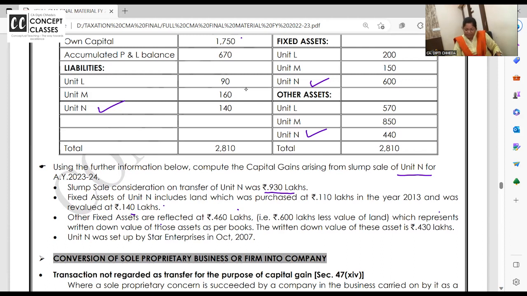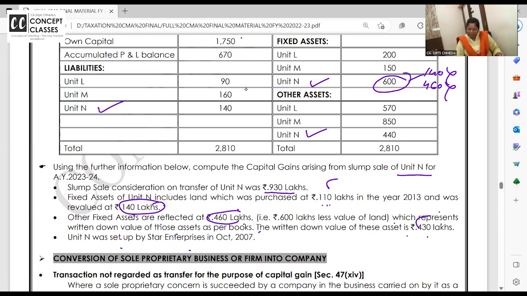So which figure will you take, 110 or 140? 110. You don't take 140. Other fixed assets reflected 460. 140 and 460 together make 600. 600 lakhs less the cost of land, which represents WDV as per books. But actually the WDV of the asset is 430. So for the land, will you take 110 or 140? 110. 140 is shown in the books, but that is a revalued figure, so don't take it. The 460 is also wrong because the WDV is 430. So you take the correct figures.